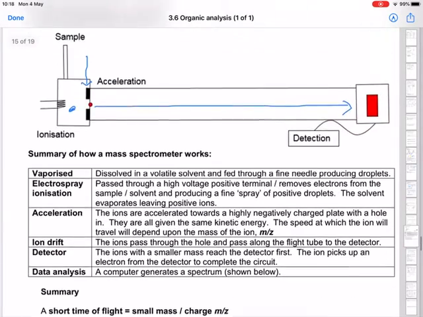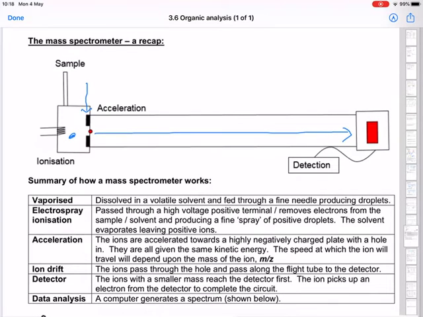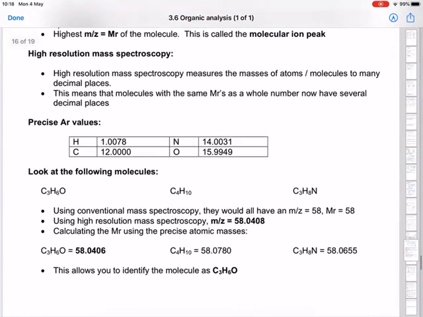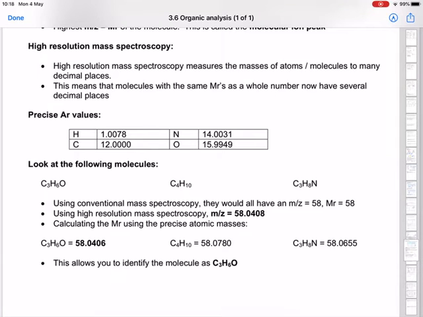The mass spec that we've got here has a high resolution version of it, which basically means it will determine the masses of molecules to 4 decimal places. And you might be thinking, what the hell? If these things are only made up of atoms, and atoms are only made up of protons and neutrons, how on earth can we have things that have units greater than 1? Okay.